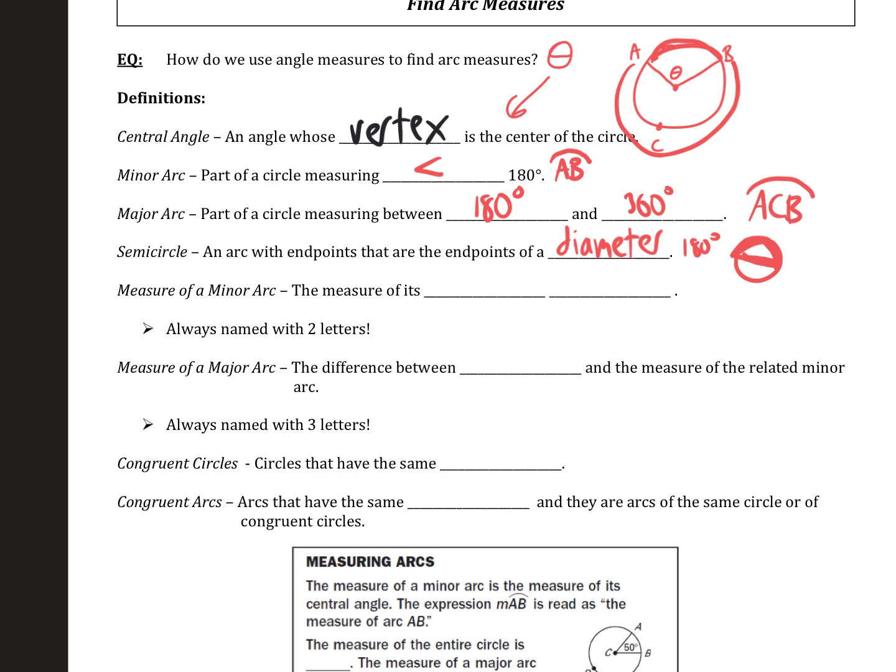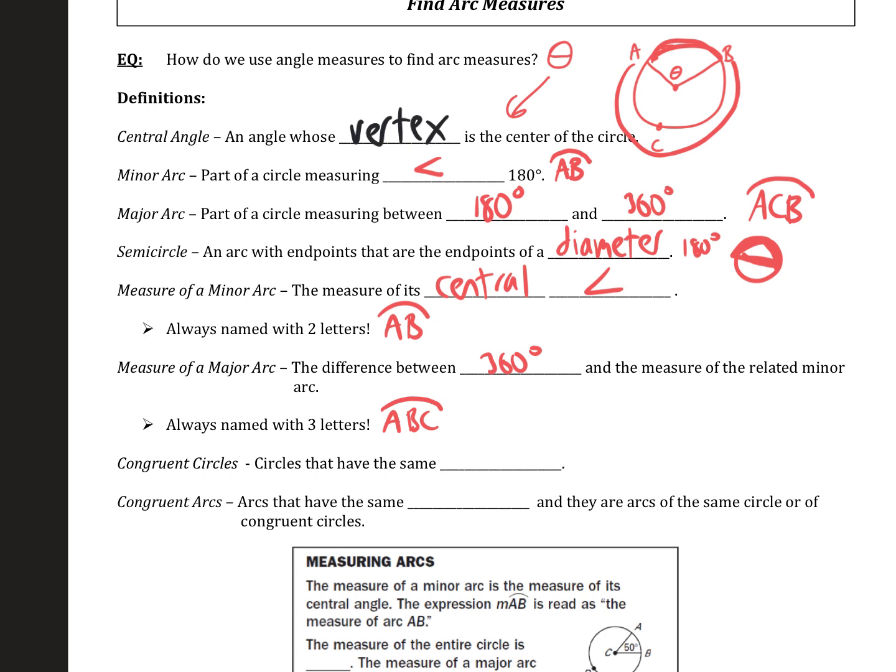All right, the measure of a minor arc is the measure of its central angle. It's named with two letters, like we talked about. We have AB, right? The measure of a major arc is the difference between 360 and the measure of the related minor arc. So if you do 360 minus the smaller arc, you'll get the bigger arc, right? And in this case, it's three letters, like ABC would be a major arc, okay?